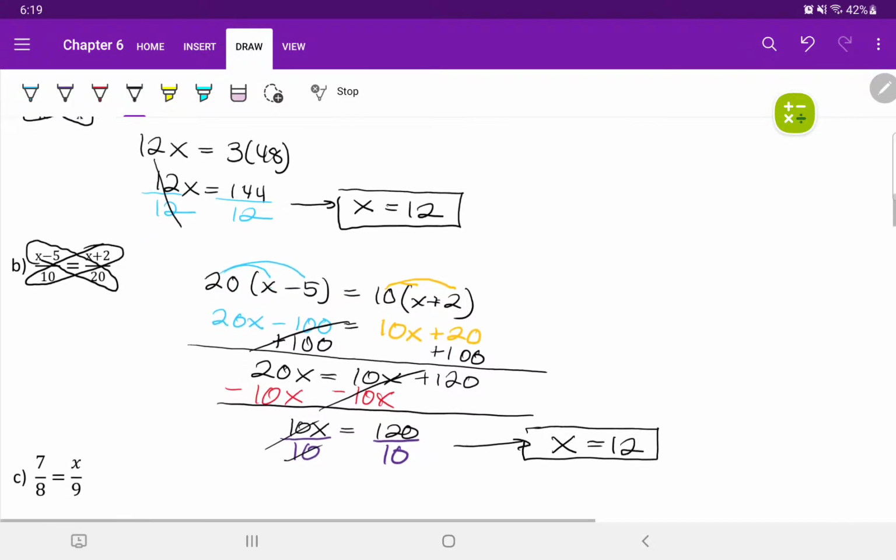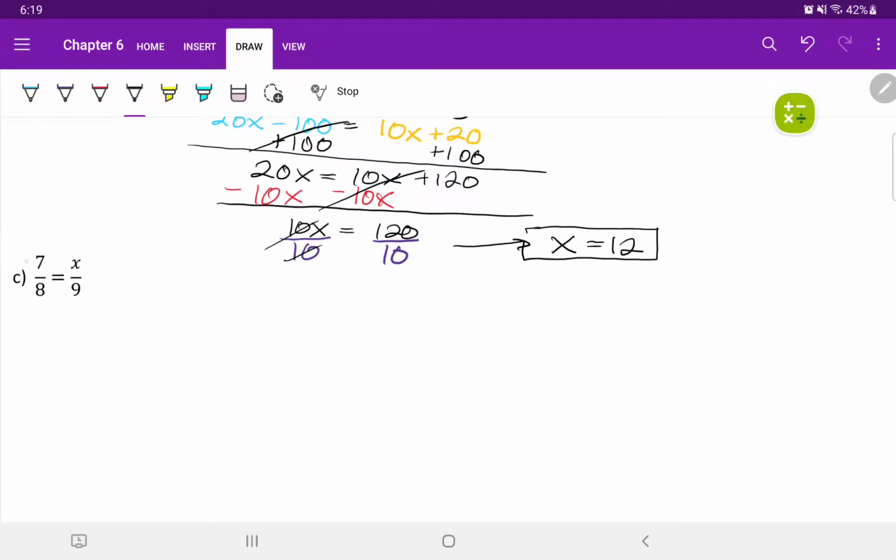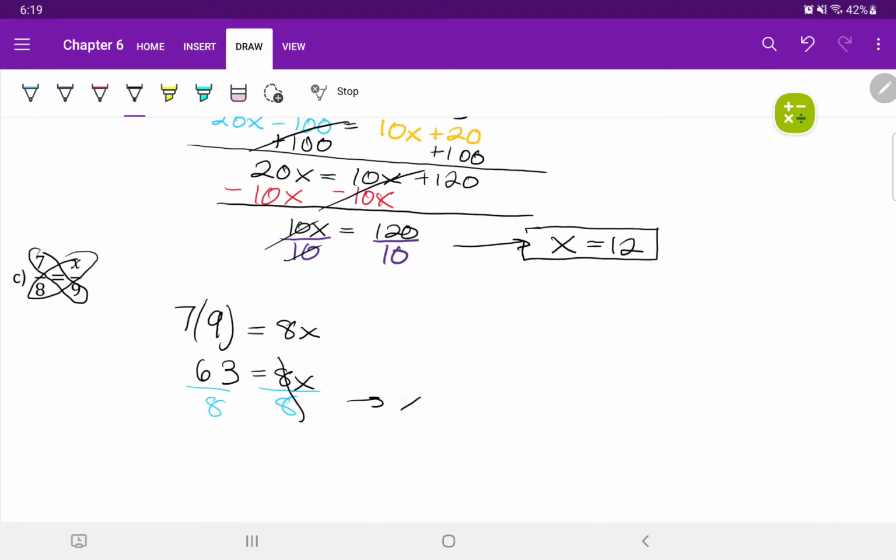Now we're going to transition on to 3C. Cross multiply. 7 times 9 is going to equal x times 8, or 8x. 7 times 9 is 63, equals 8x. To get x by itself, we're going to divide both sides by 8. 8 simplifies. X equals 63 over 8.